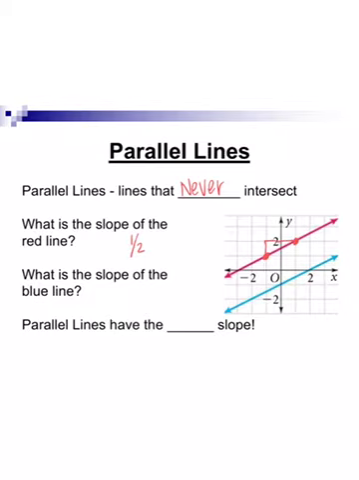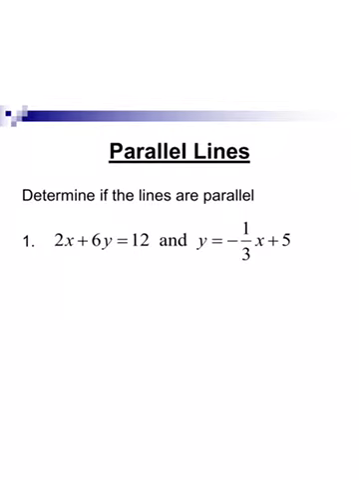Now what is the slope of the blue line? I'm finding two perfect points, up 1 over 2. So if you notice, both of these slopes are exactly the same, and these lines are parallel. So parallel lines have the same slope. Parallel lines, it says determine if these lines are parallel.